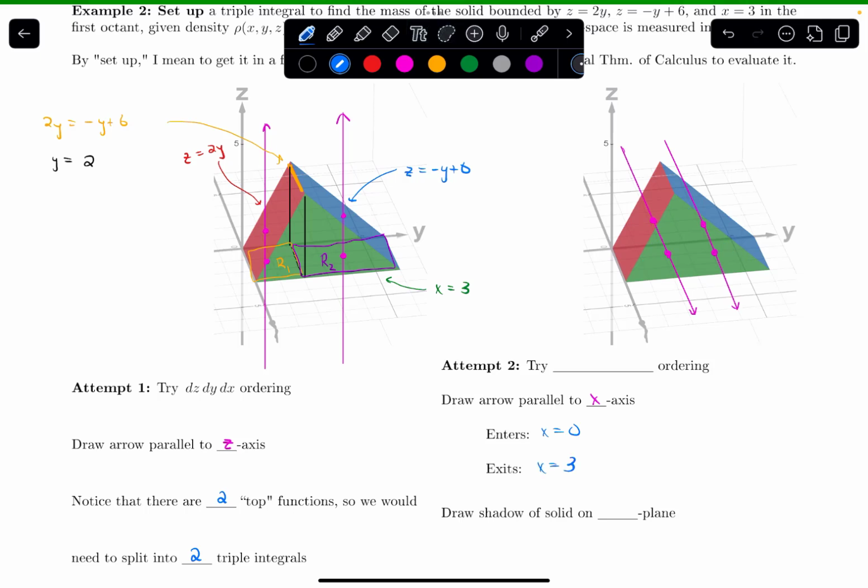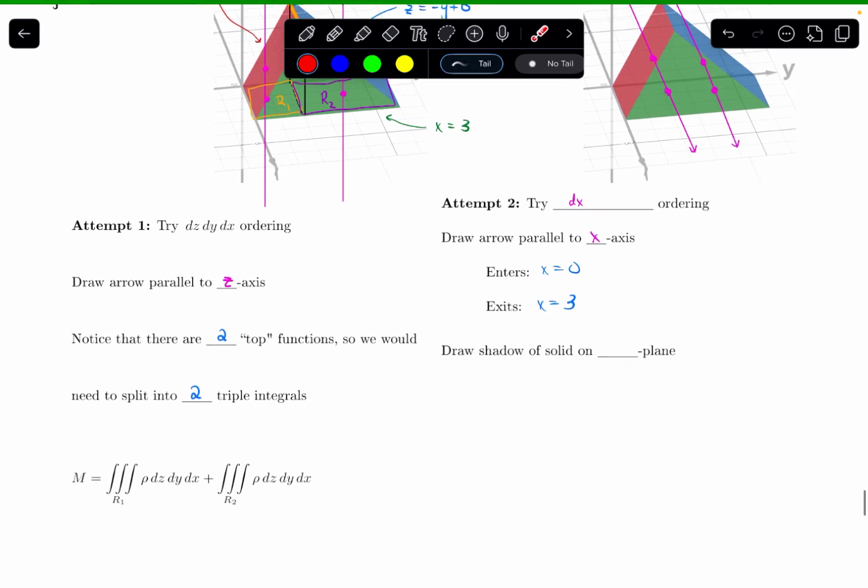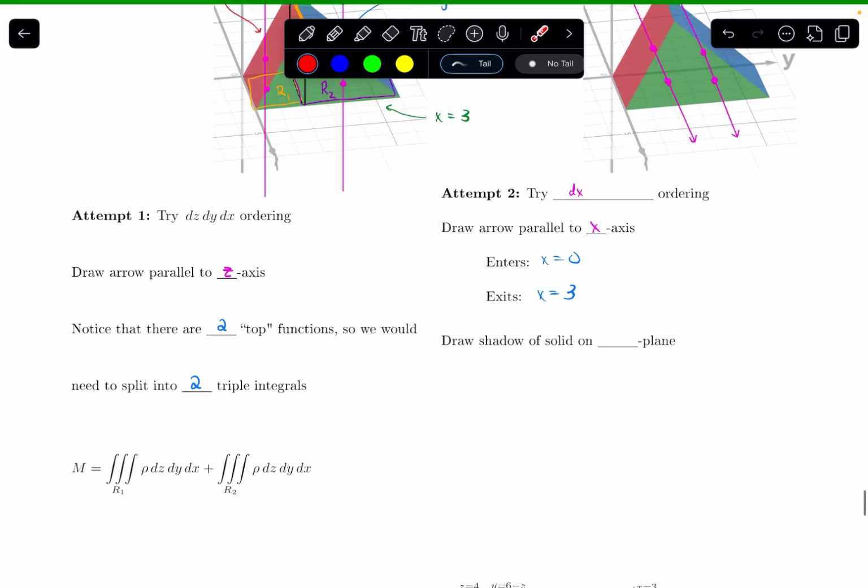Okay, so if I'm drawing an arrow parallel to the x-axis, we are choosing dx as the innermost integral. Then I need to think about whether it's going to be dz or dy after that. Let's think about that. If I start to set up my triple integral, I know I'll need to have a triple integral at some point.